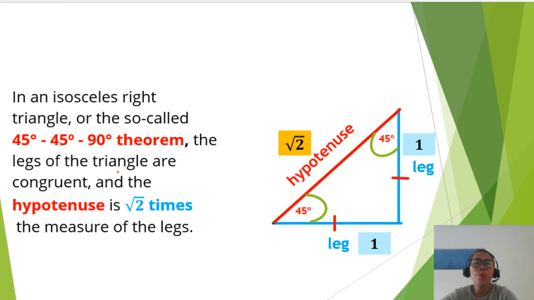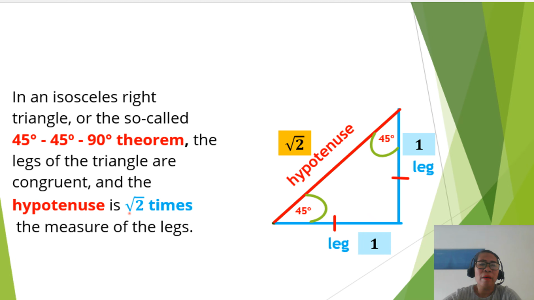And the other one is the 45, 45, 90, and this is said to be the isosceles right triangle, because an isosceles right triangle is a triangle where two sides are congruent. As you have seen here, the blue sides are said to be congruent. When we say congruent, they are equal in measure. So if this is a leg, this is also a leg. If this is 1, this is also 1.